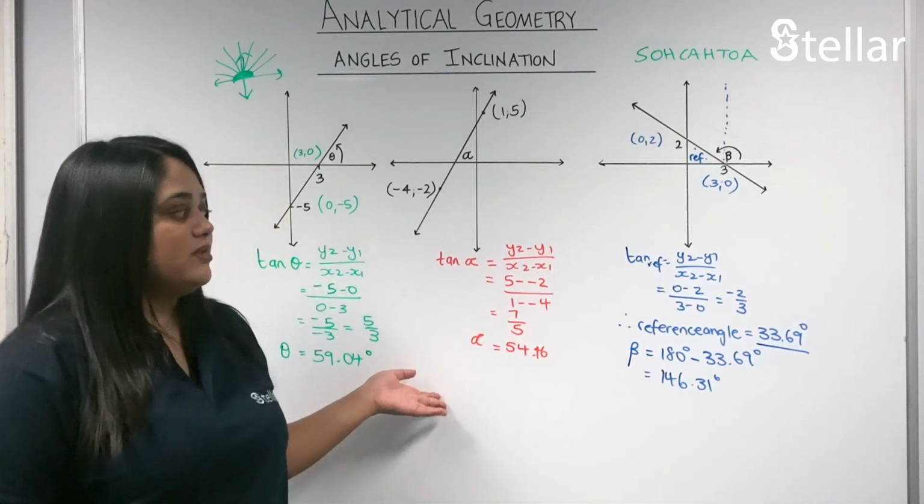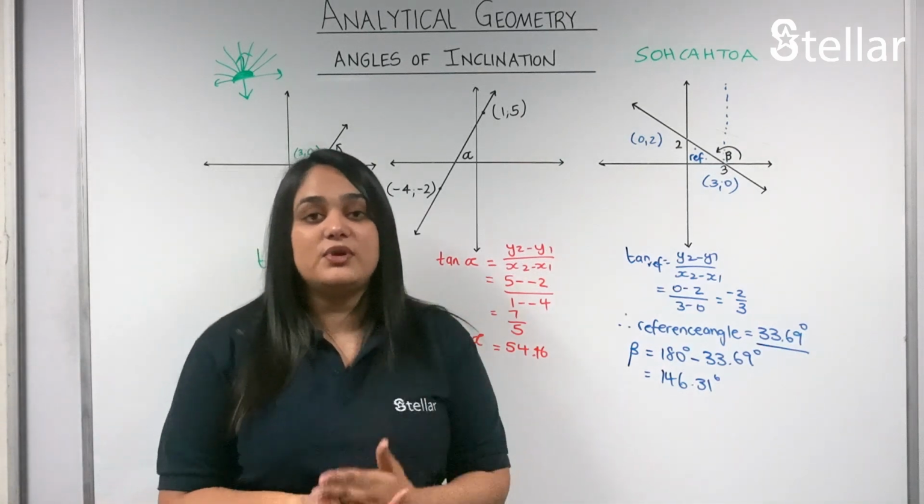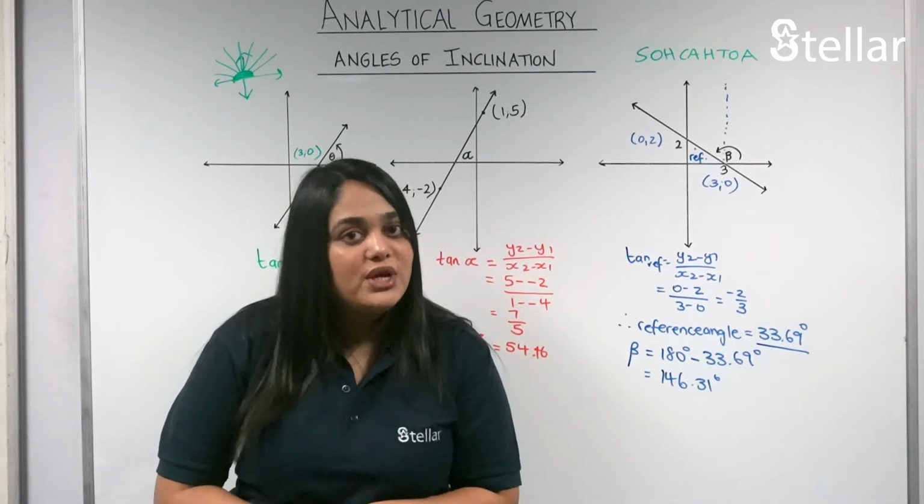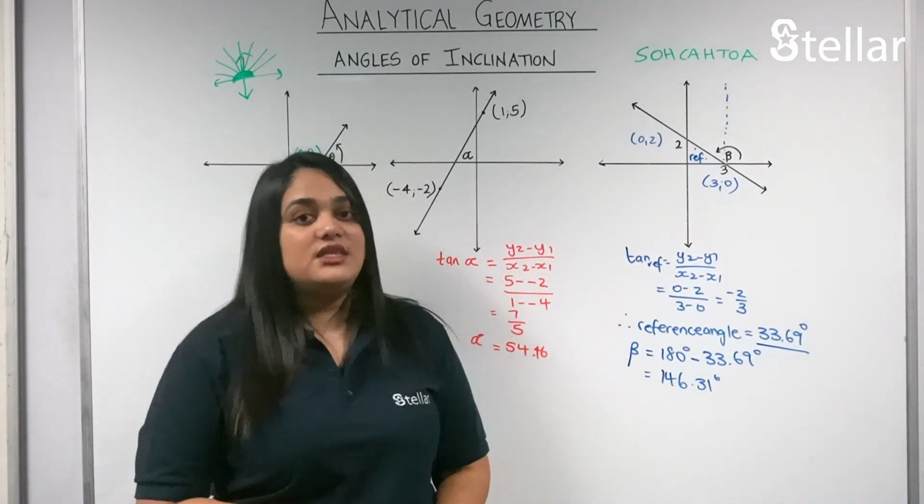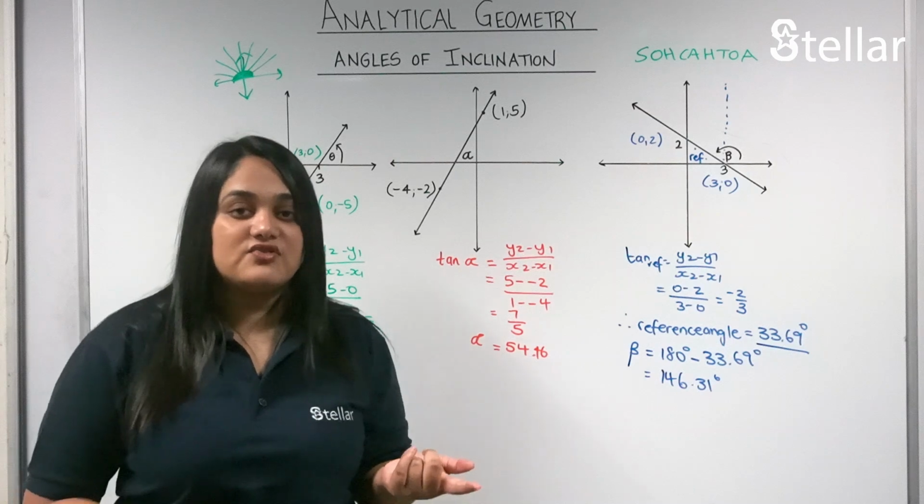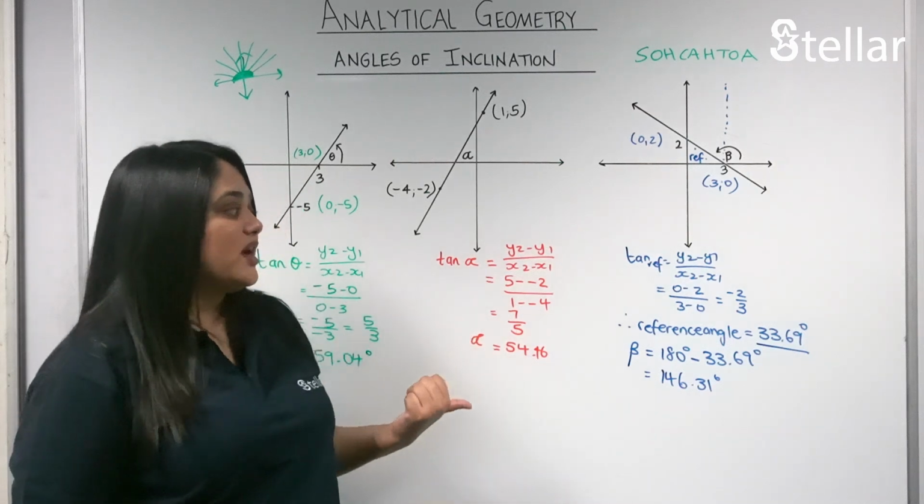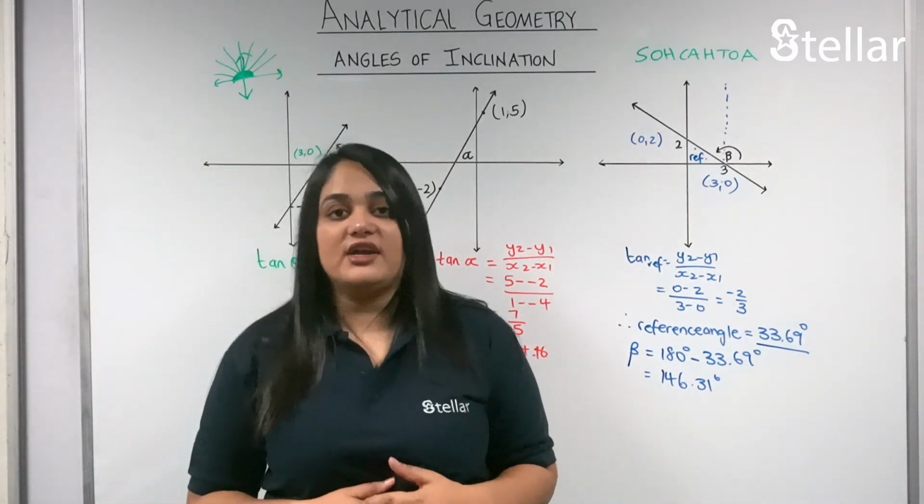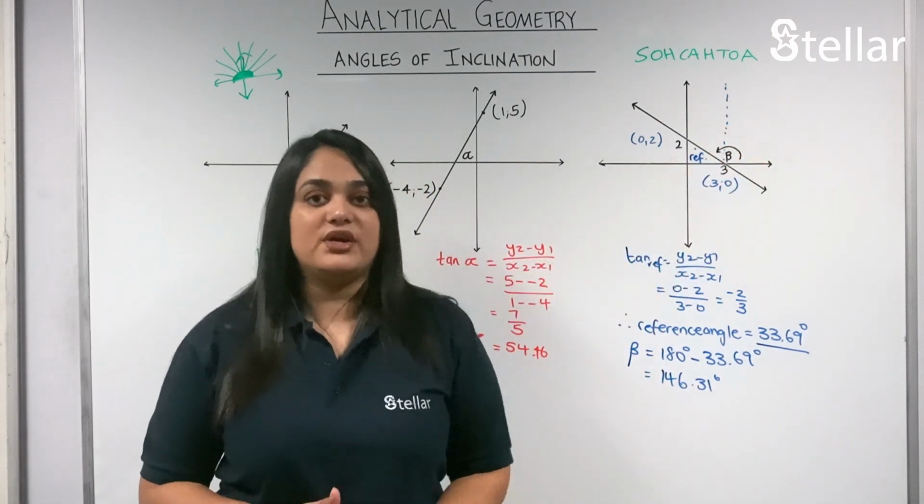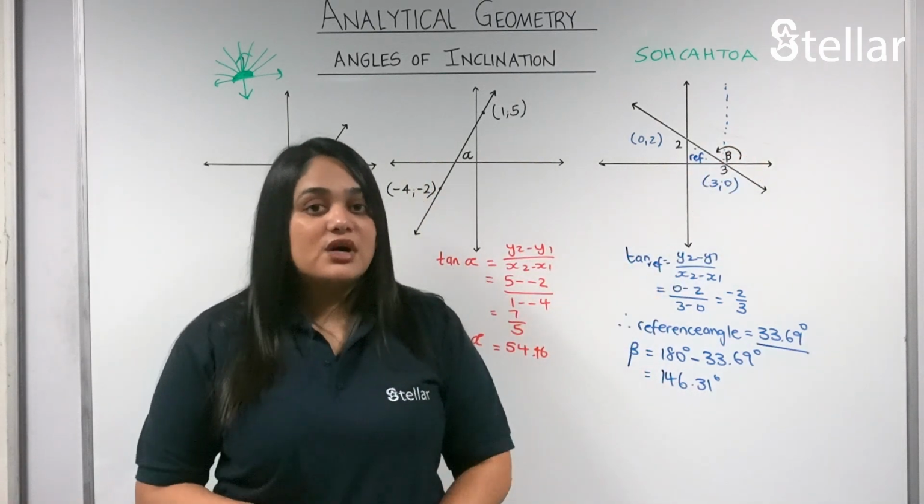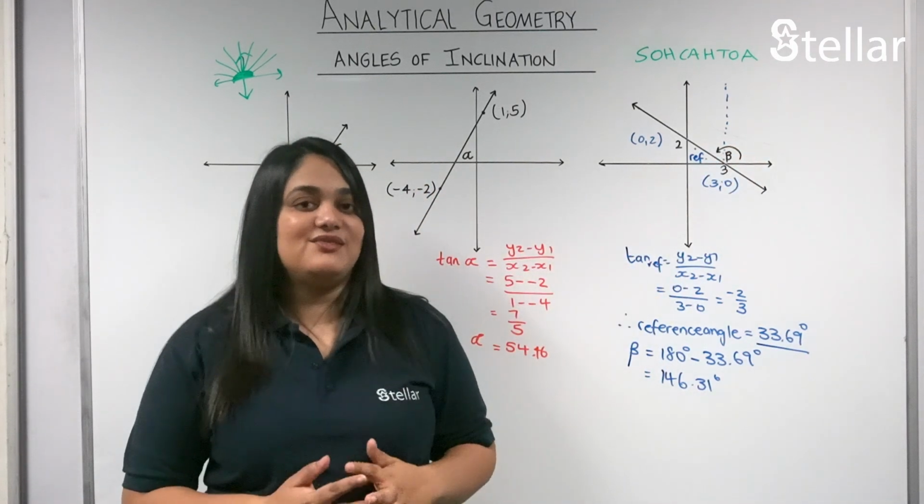So this is how we do angles of inclination. Remember, we use tan theta and only tan theta. And tan theta is also equal to the gradient of the line. And we can find reference angles to find our actual angle that we're looking for. So get out your workbook on angle of inclination, and I will see you in the next lesson.